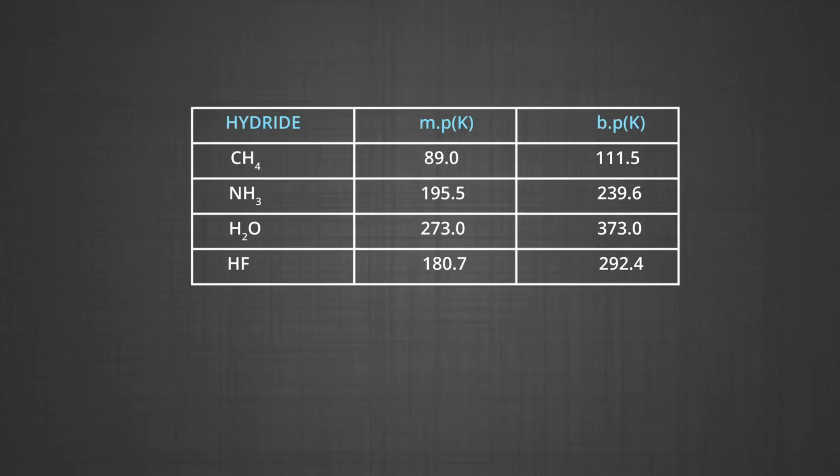Now, let us compare the boiling points of methane, ammonia, water and hydrogen fluoride. The boiling point of methane is 111.5 Kelvin, ammonia 239.6 Kelvin, water 373.0 Kelvin and hydrogen fluoride 292.4 Kelvin.